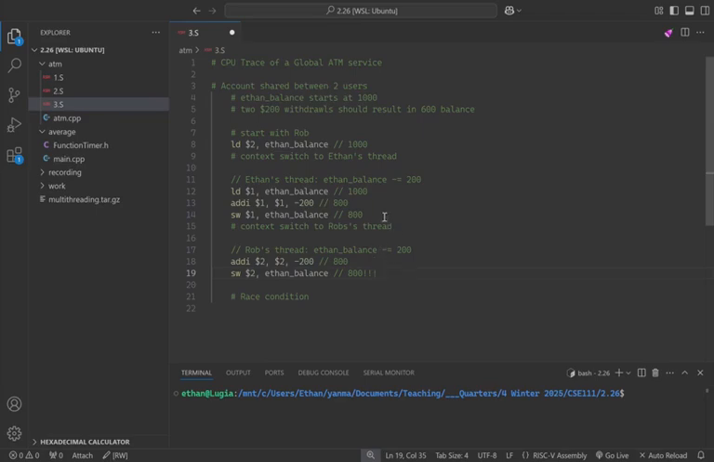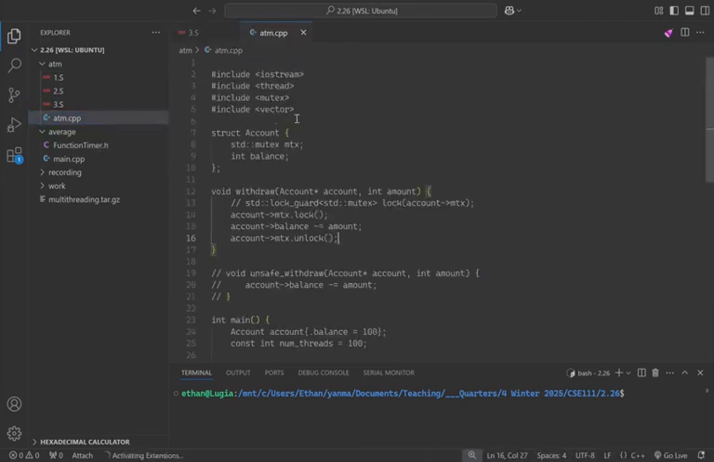Yeah, exactly. So we want to lock this resource. The resource would just be Ethan's balance. So in the program here, I actually wrote this program out in C. The solution was right here. We have this withdraw function, and now we just add this lock right here.